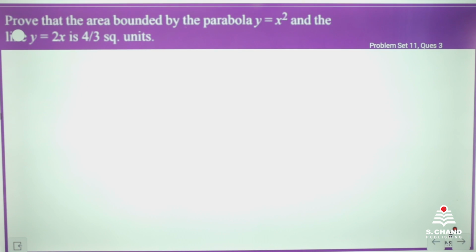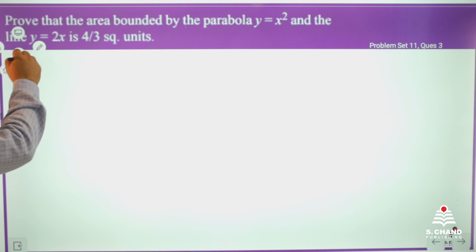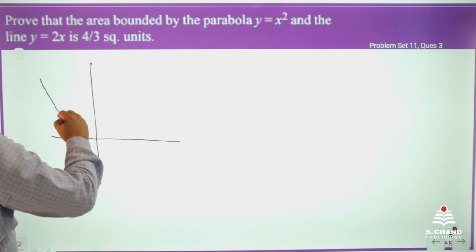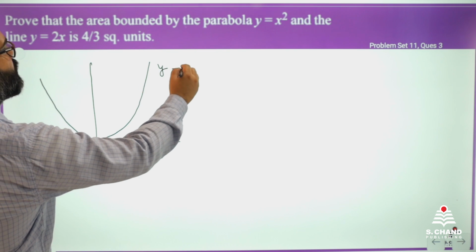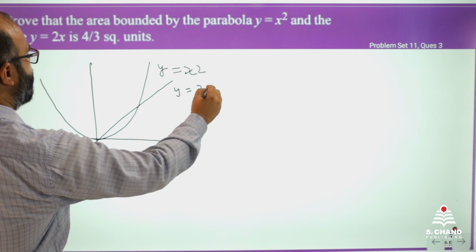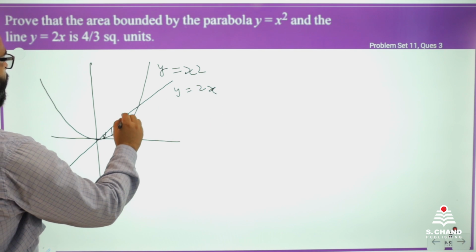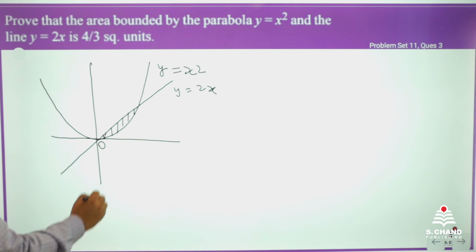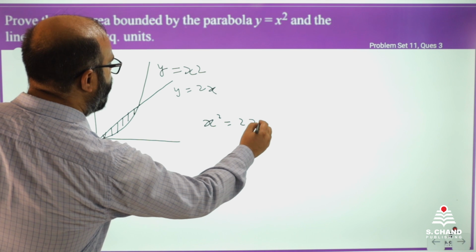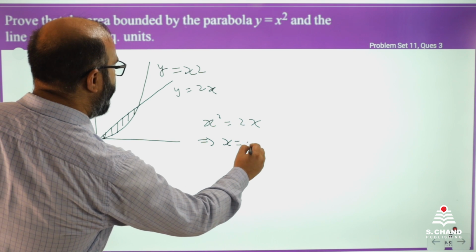Prove that the area bounded by the parabola y is equal to x square and the line y is equal to 2x is 4 by 3 square units. So here let us draw the diagram. Y is equal to x square is a parabola like this, and the line y is equal to 2x is a line like this, and the area included is this one. Now this is the intersection point 0. Another intersection point can be found out. X square is equal to 2x, so x will be 0 and 2.